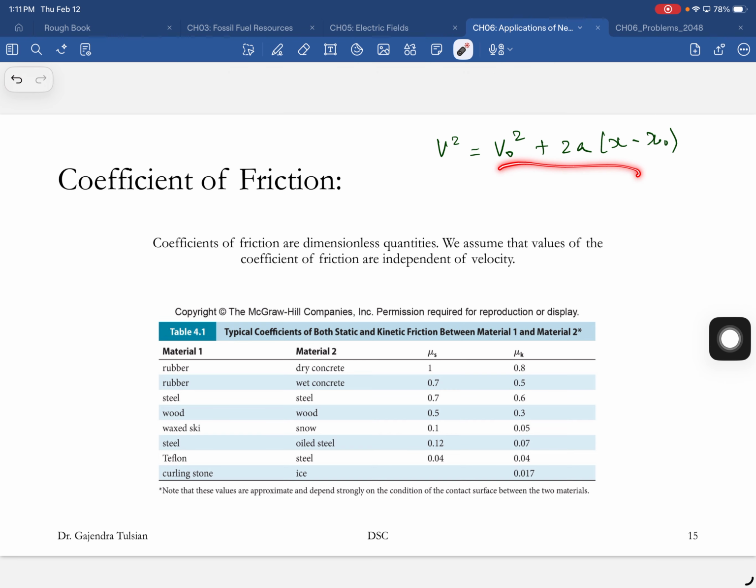So you remember this equation. Let's say you're going at that speed and you want to stop. The greater your acceleration, the smaller your stopping distance. So anyways, here is rubber on dry concrete. The static friction coefficient is 1, and the kinetic friction coefficient is 0.8.